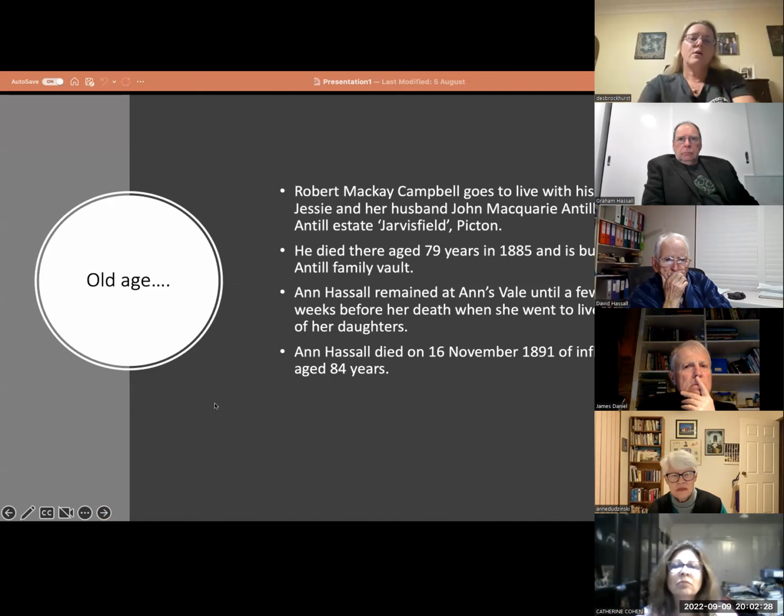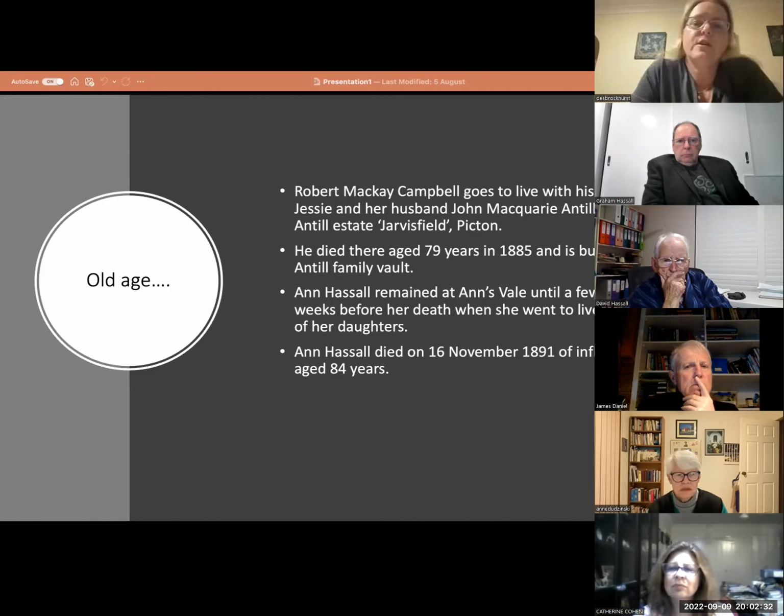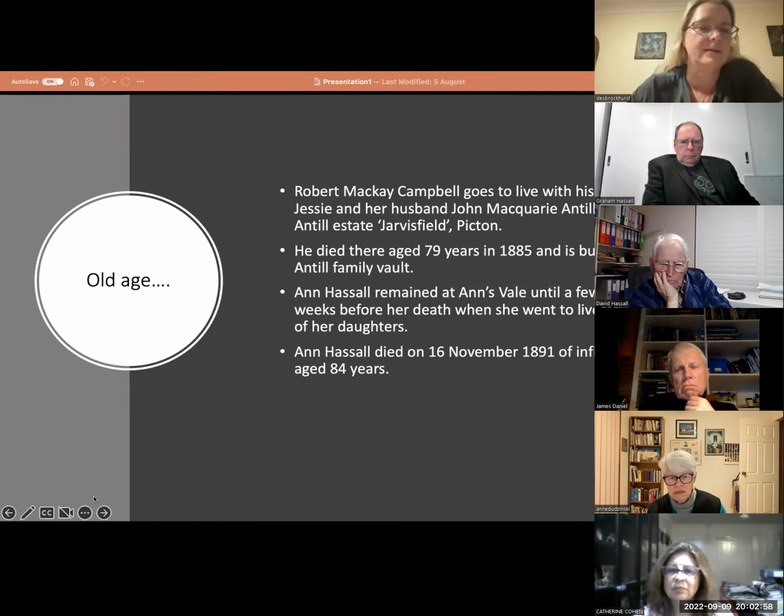So in old age, Robert McKay Campbell goes to live with his daughter Jessie and her husband John Macquarie Antill on the Antill Estate, Jarvisfield. He died there aged 79 years in 1885 and is buried in the Antill family vault. Anne Hassall remained at Anne's Vale until a few short weeks before her death, when she went to live with one of her daughters.